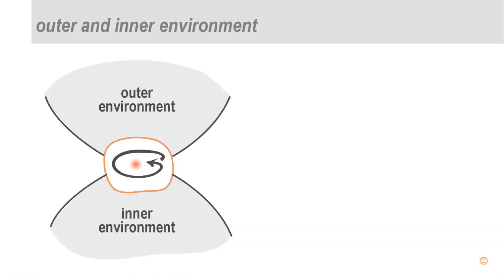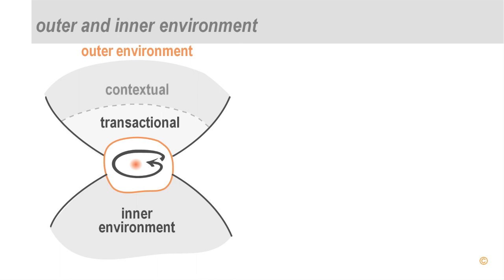Now we can look in more detail at the outer and inner environment in terms of the control I have. So I can distinguish, as we said earlier, a transactional environment and contextual environment. So I have an outer transactional environment and an outer contextual environment. You are part of my outer transactional environment. I can influence you through what I say and how I say it. The outer contextual environment, your government, for example, I cannot influence.